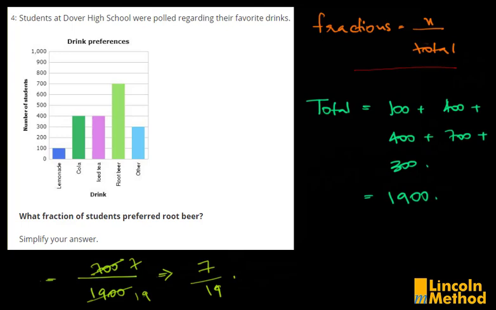Let's see if we can simplify this any further. 7 over 19. Now there isn't a mutual divisor that we can use to simplify this fraction any further, which means 7 over 19 is the simplest form and therefore our answer.